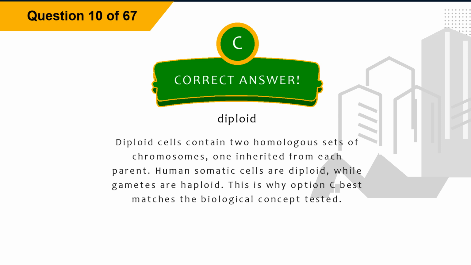Explanation. Diploid cells contain 2 homologous sets of chromosomes, one inherited from each parent. Human somatic cells are diploid, while gametes are haploid. This is why option C best matches the biological concept tested.